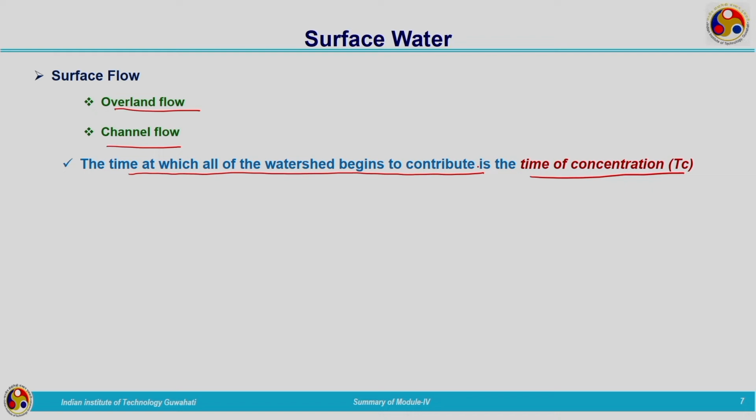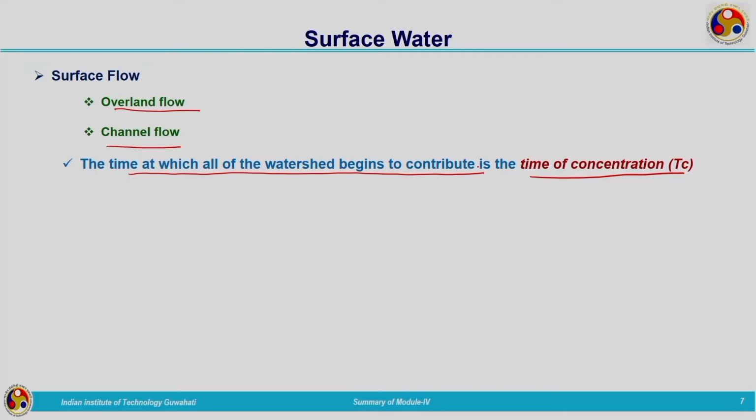So, the water contribution from the nearest points, that is the points which are close to the outlet, will be contributing water at the outlet at a faster rate, and the rainfall which is falling at the extreme end of the farthest points in the watershed will be contributing runoff at the outlet point at a later time. So, the time taken for the farthest point to contribute water to the outlet point is termed as the time of concentration.